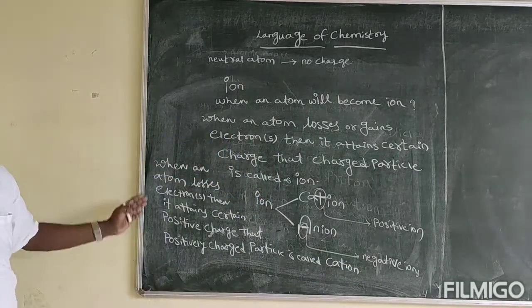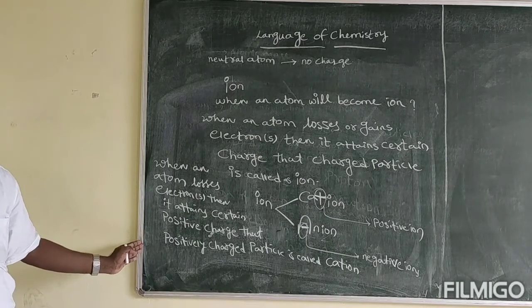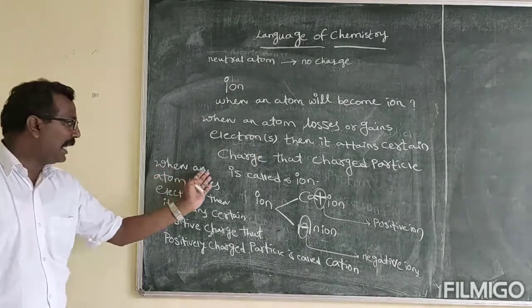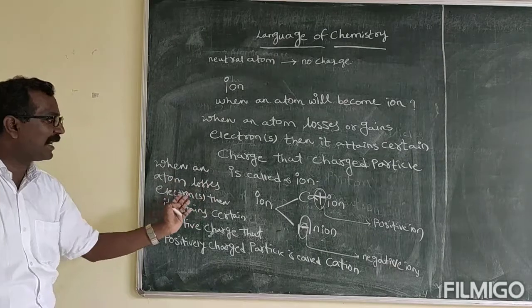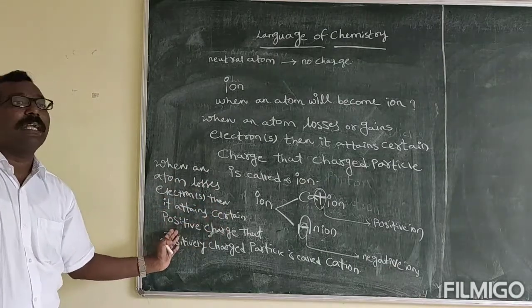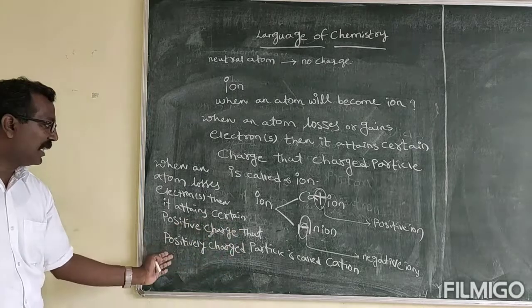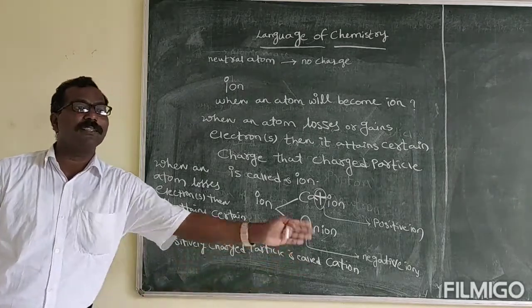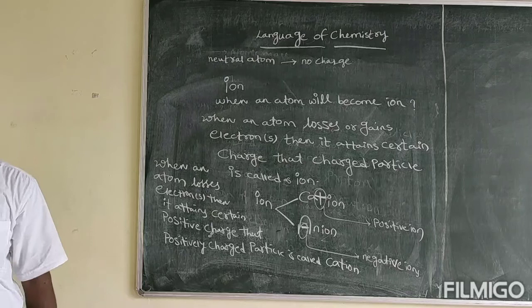Okay. Next, what is an anion? When an atom gains an electron or electrons, then it attains a certain negative charge. That negatively charged particle is called an anion.